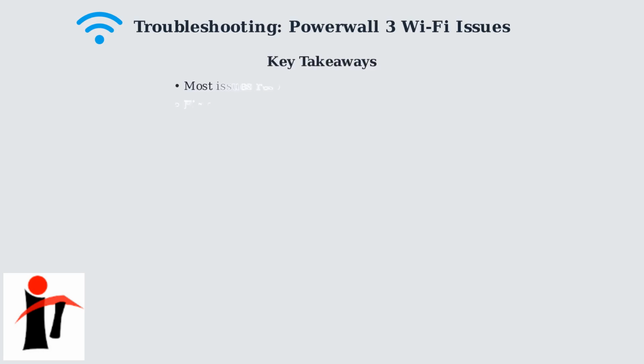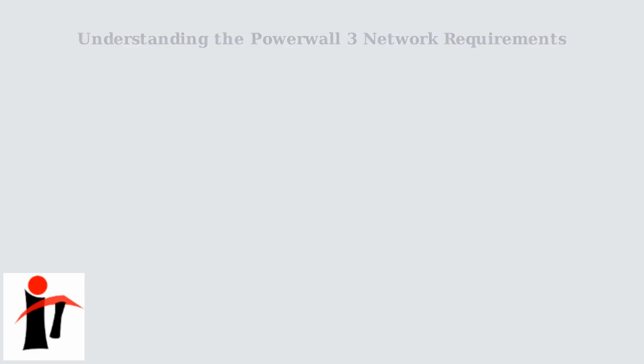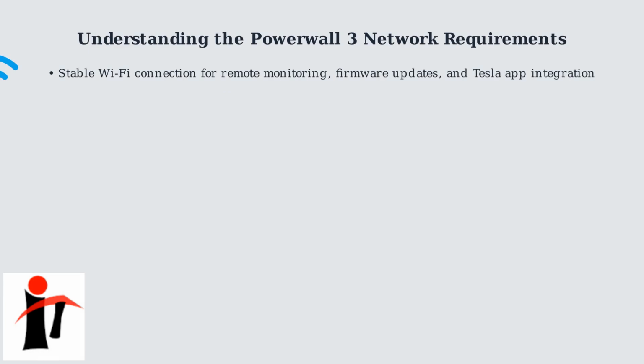Most Wi-Fi issues can be resolved with these steps, and firmware updates continue to improve stability. If problems persist, contact Tesla support for professional assistance. The Powerwall 3 requires a stable Wi-Fi connection to enable remote monitoring of your energy usage, automatic firmware updates, and seamless integration with the Tesla app. Without this connection, you won't be able to access real-time data or receive important system updates.